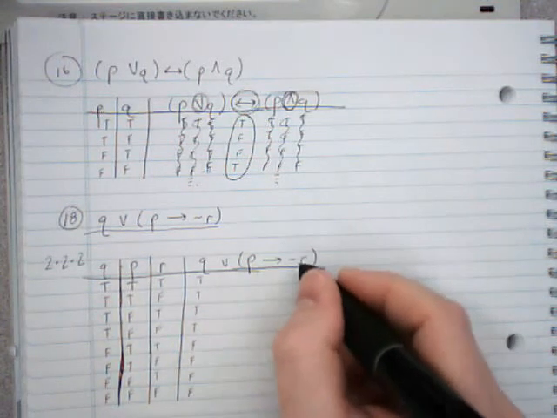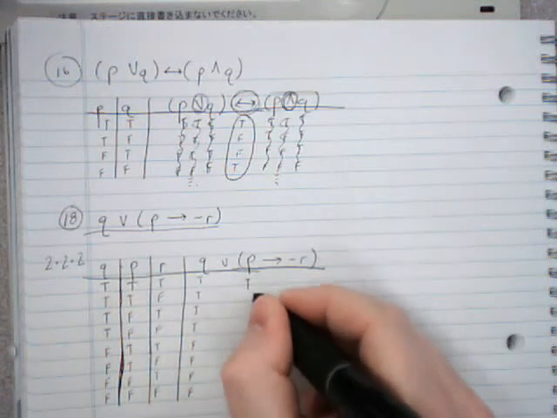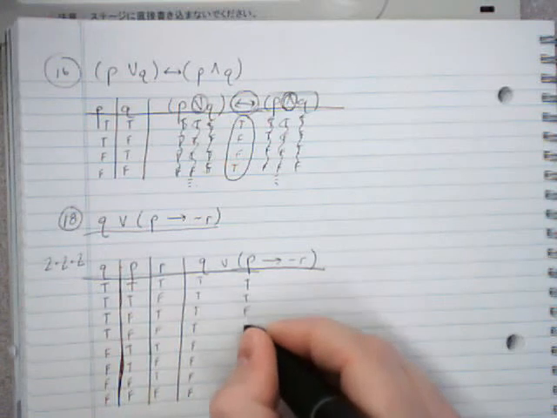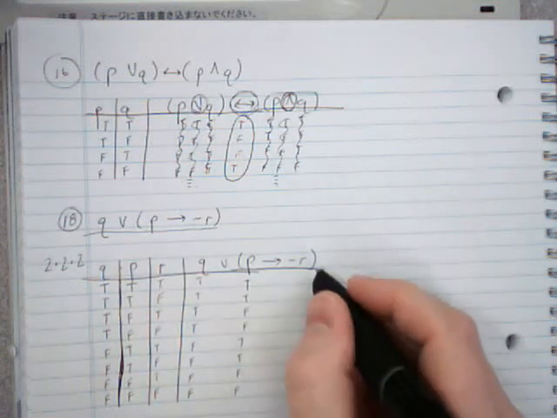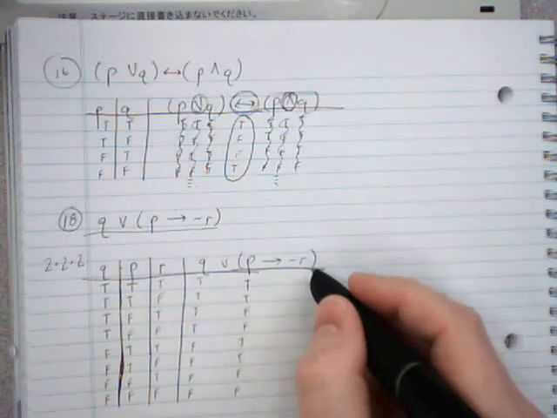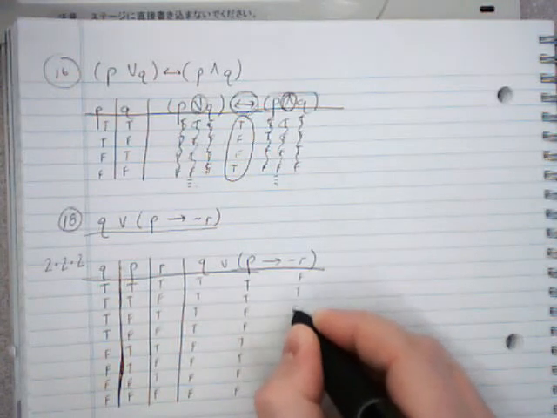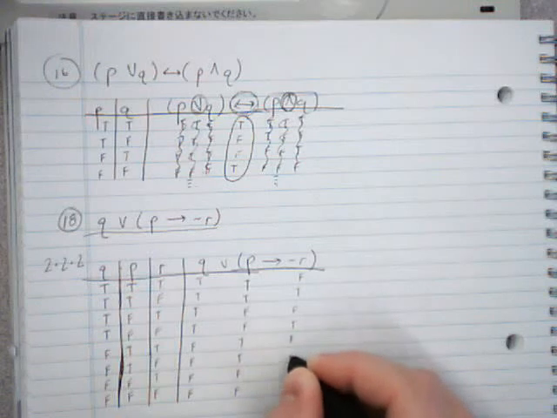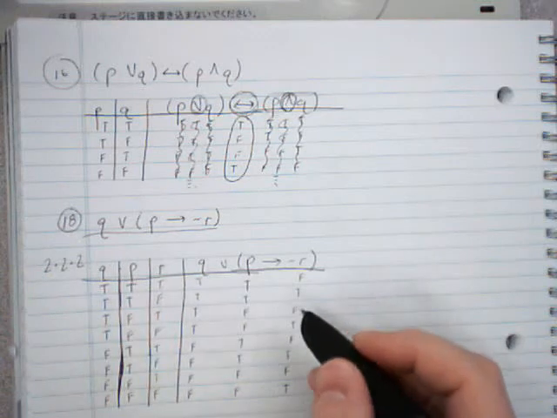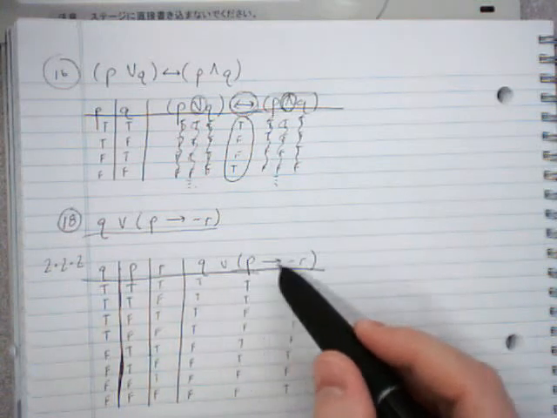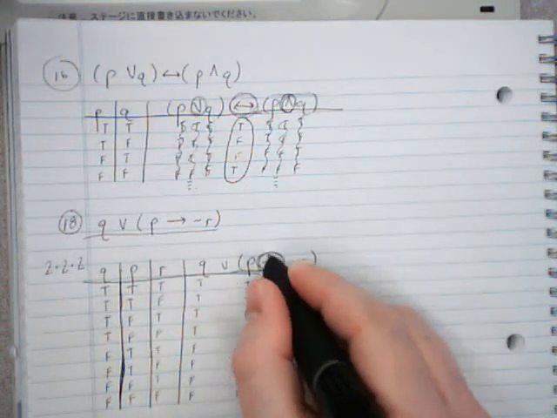Let's see. Inside the parentheses here, P stays the same. It's true and a true, false and a false, true and a true, false and a false. But R gets negated. Yep, flip all the R's there. So false, true, false, true, false, true, false, true. So what we're going to do is the stuff inside the parentheses first, and we're going to compare it with the one-way arrow, the conditional arrow.